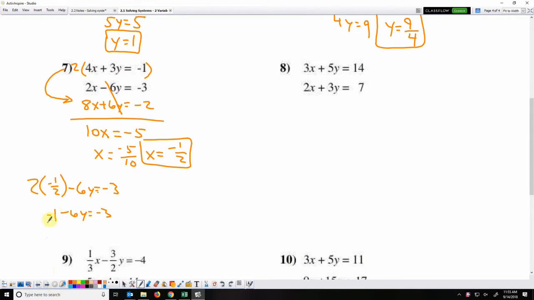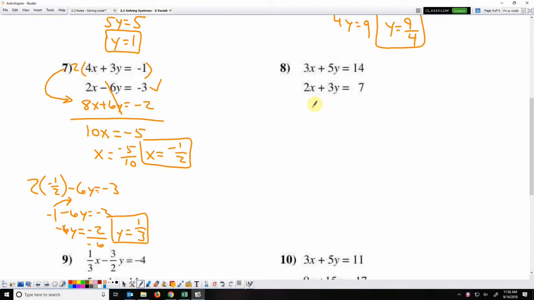So we're going to add that 1 and get negative 6y equals negative 2. And divide by negative 6. So we get y equals 1/3. Okay, now I got that by plugging into this one, so when we check, we got to make sure we're checking into this other equation.